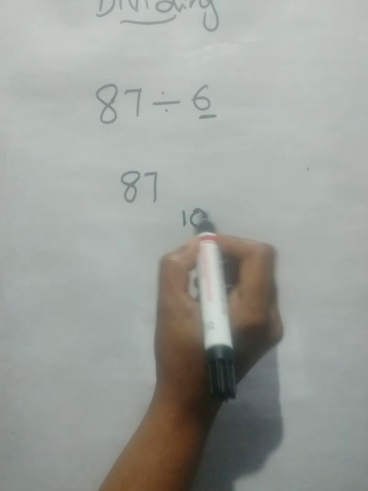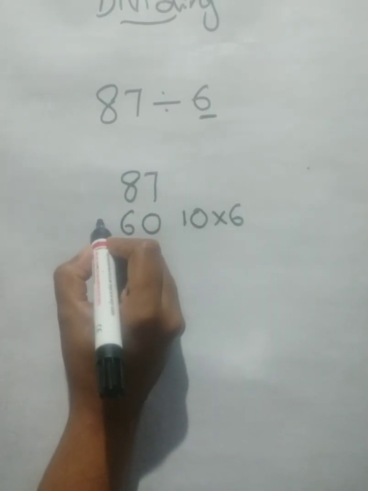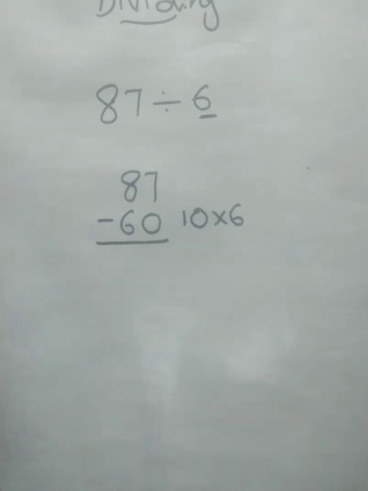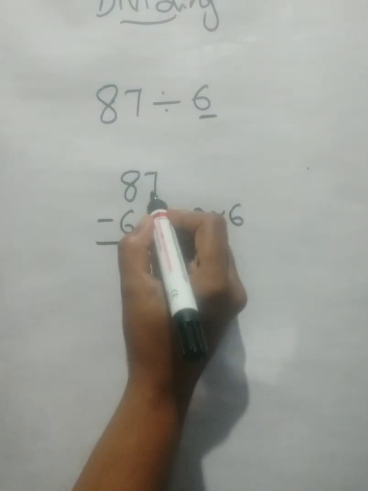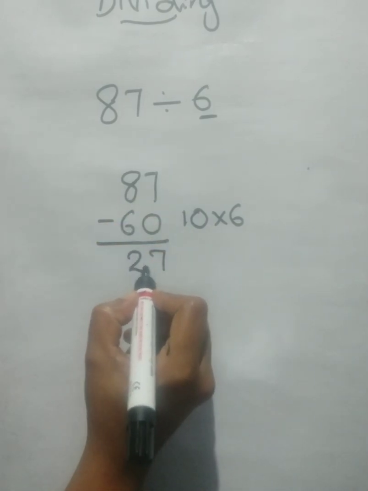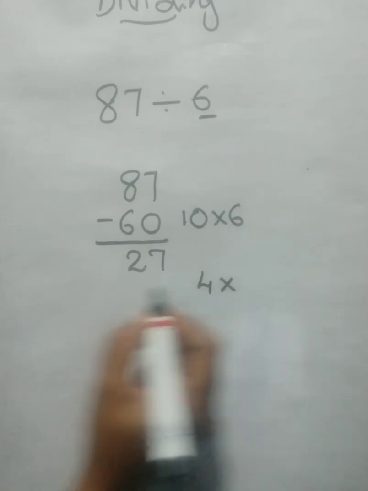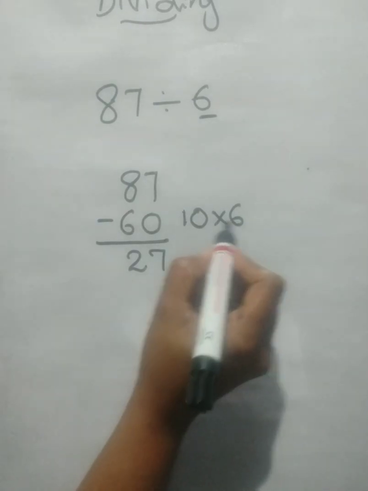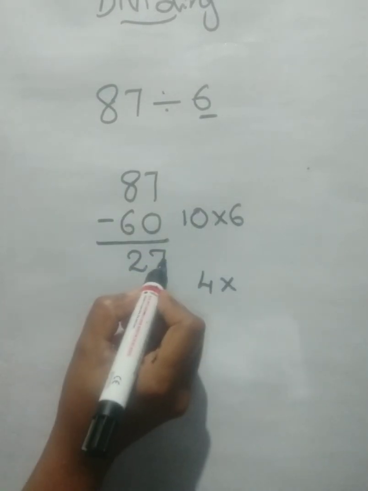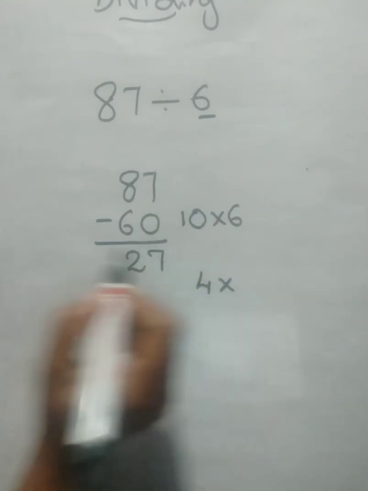Here, we know 10 sixes are 60. After then, we have to subtract. Then 7 minus 0, 7. 8 minus 6, 2. Then 4 sixes are, which is the nearest multiple of 6. That should be less than 27. What is the remainder? Here 27.